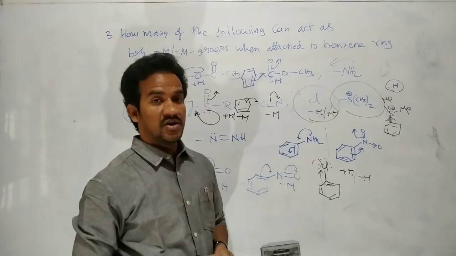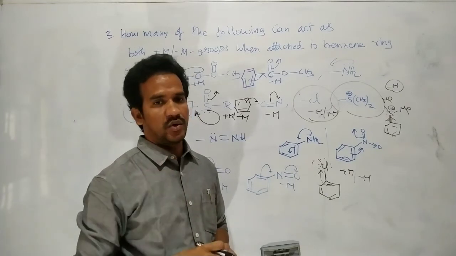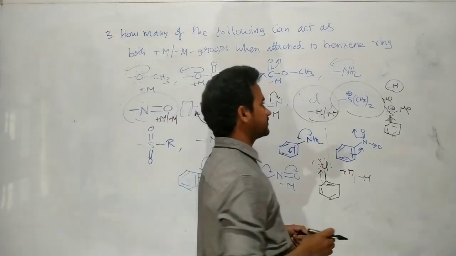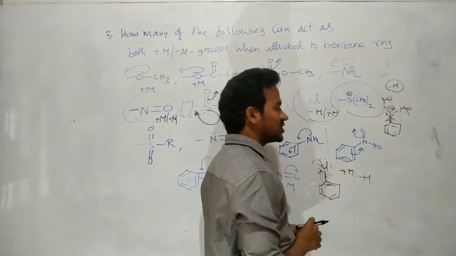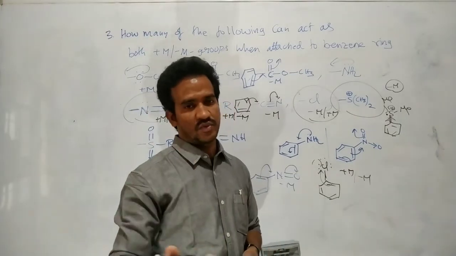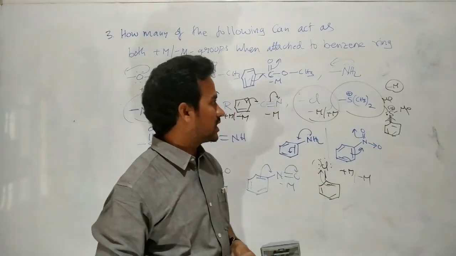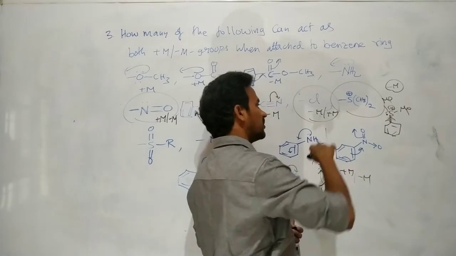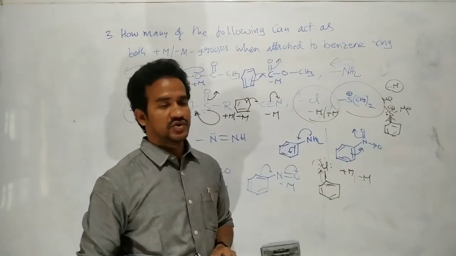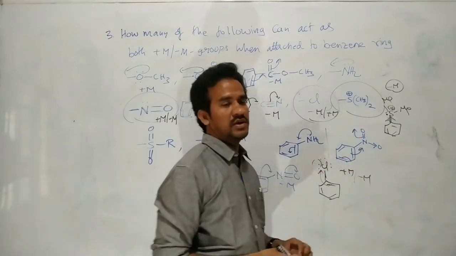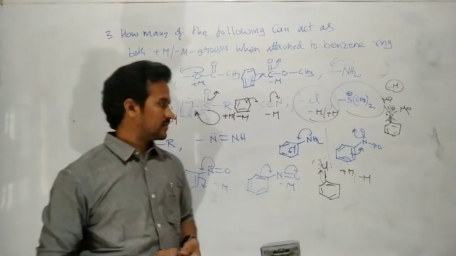It cannot act as a plus M group, even though it has one lone pair, because the sulfur already has a positive charge, so it cannot act as a donating group. It only accepts the pi electrons into the vacant d orbital of the sulfur. So only a minus M group, and of course a minus I group also.